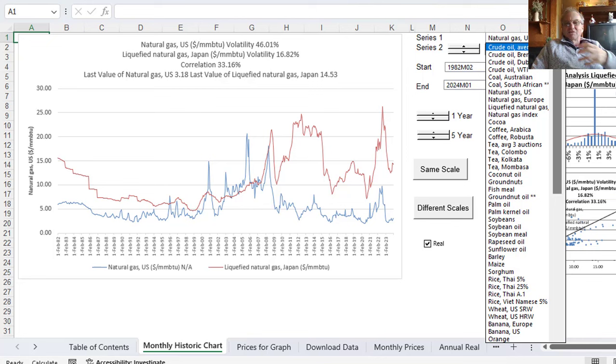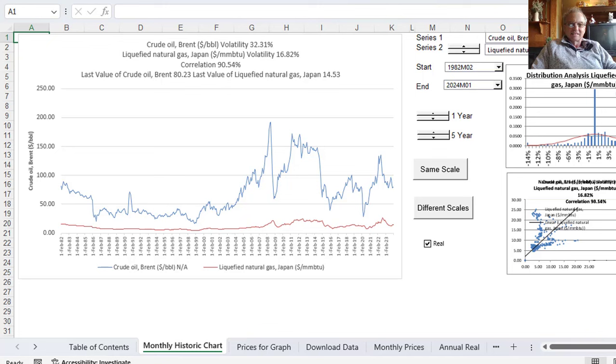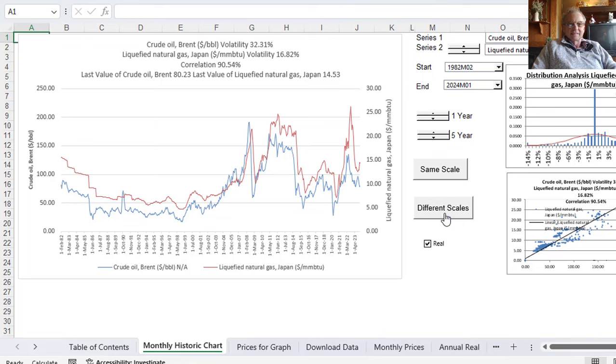This I call a statistical presentation, and we don't have any statistics. Oh no, that looks like they're kind of unrelated. But then you just click on a little macro that puts them on different scales. So we have a primary and a secondary scale, and you can see a correlation of 90% immediately.